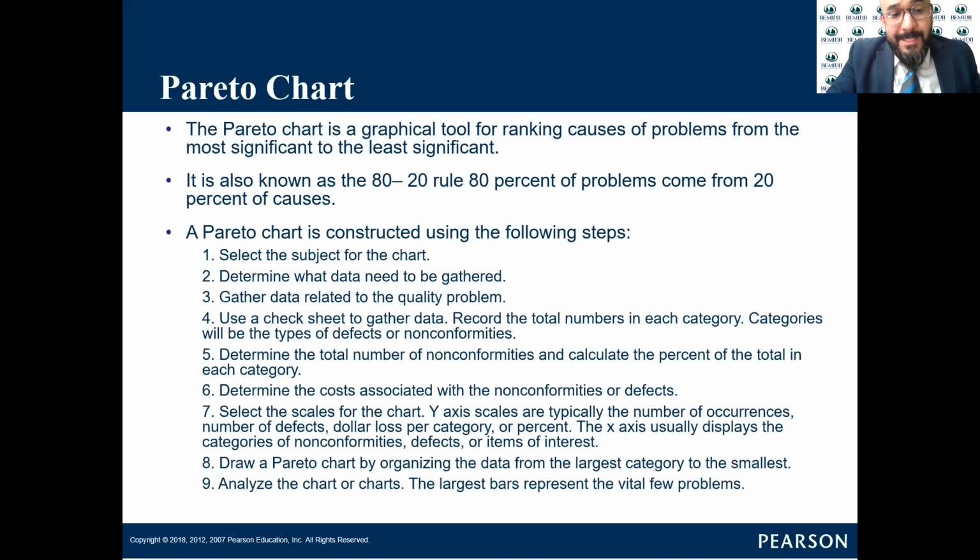Number 7, select scales for the chart. Y-axis scales are typically for the number of occurrences, number of defects, dollar loss per category, or percent. The x-axis usually displays the categories of non-conformities, defects, or items of interest.